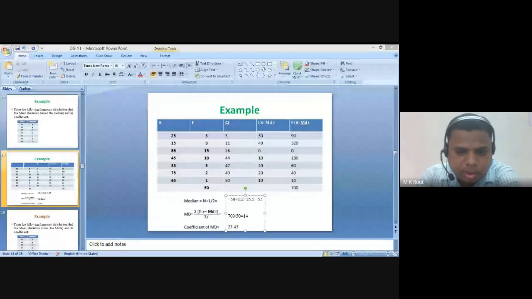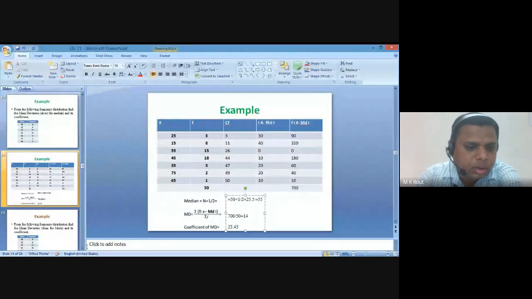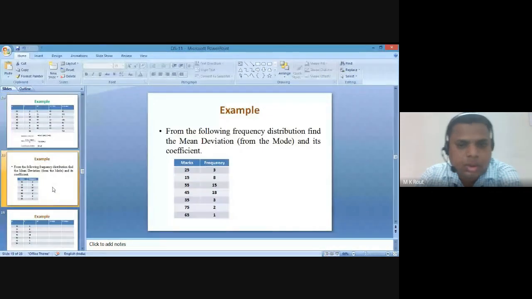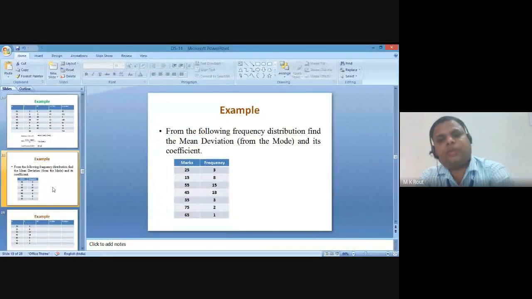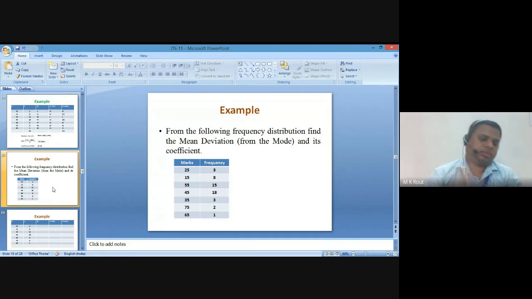Okay, Rajashri, your answer is correct. Fine. There is another example. The same type of problem is given. From the following frequency distribution, find the mean deviation from the mode and its coefficient. So what is the value of mode here? And what type of data is given in this particular series?